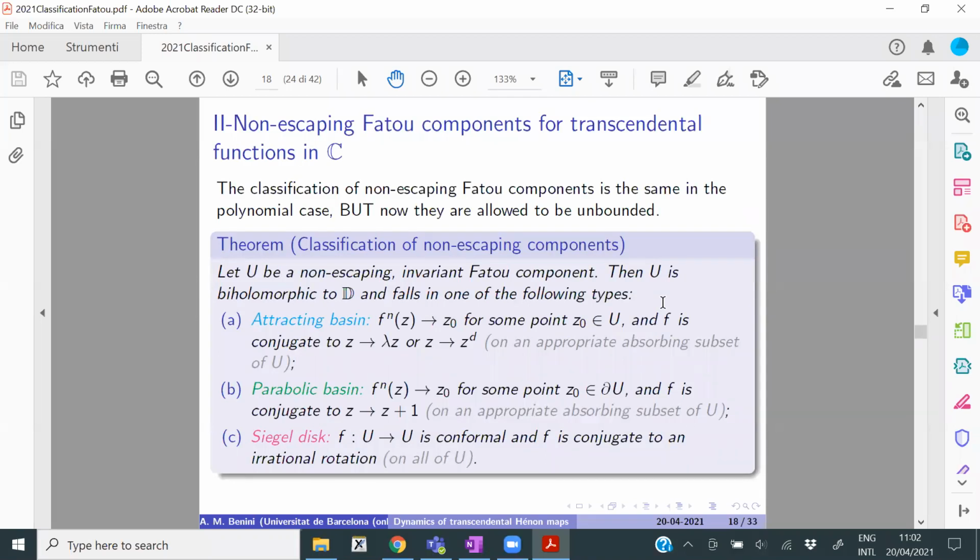So, what is the classification of Fatou components for transcendental functions in C? It's basically the same as in the polynomial case, with two new features. The first feature is that you have these Baker domains, which on their own have their own sub-classification into different dynamical types. The second thing is that your Fatou components are still disks, but instead of being bounded, like in the polynomial case, they can become unbounded.